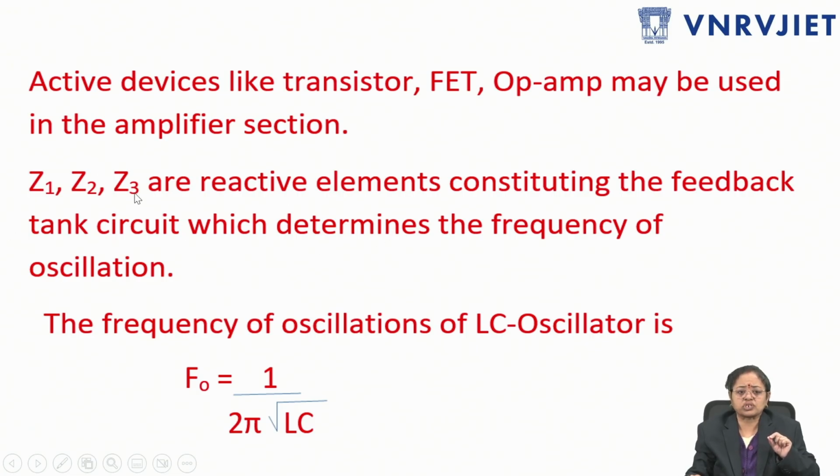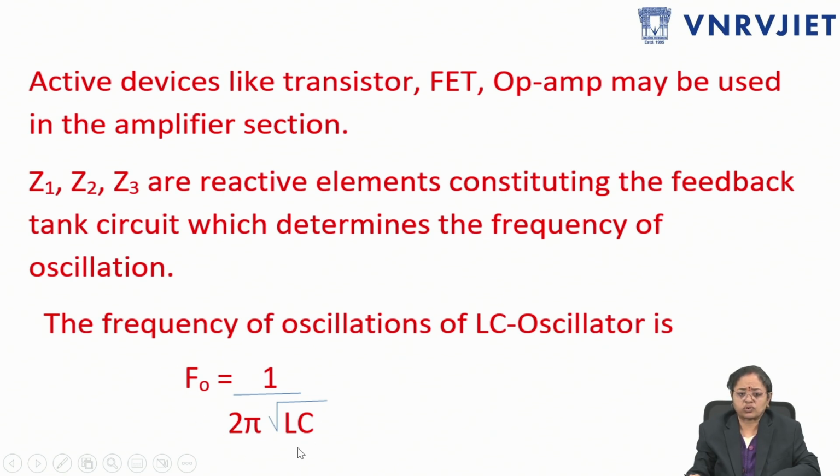The feedback circuit constitutes the tank circuit, which consists of inductances and capacitances. The combination of these is called the tank circuit, so our LC oscillator works on the tank circuit phenomenon. As I said, the frequency is very important with respect to oscillators. We have to determine the frequency of oscillations, or in other words, first design an oscillator circuit for a particular frequency. The frequency of oscillations for an LC oscillator is given by 1 by 2 pi under root LC.